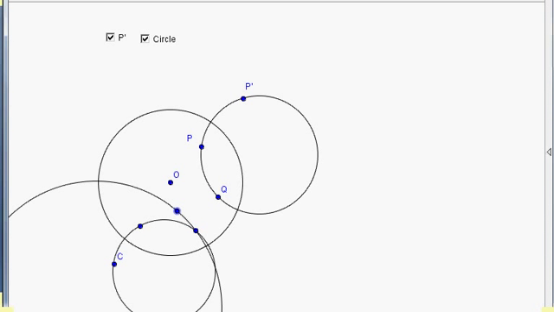And that's it. Inversion gives us a way to construct our lines in hyperbolic geometry, which are actually parts of circles that are orthogonal to the unit circle.